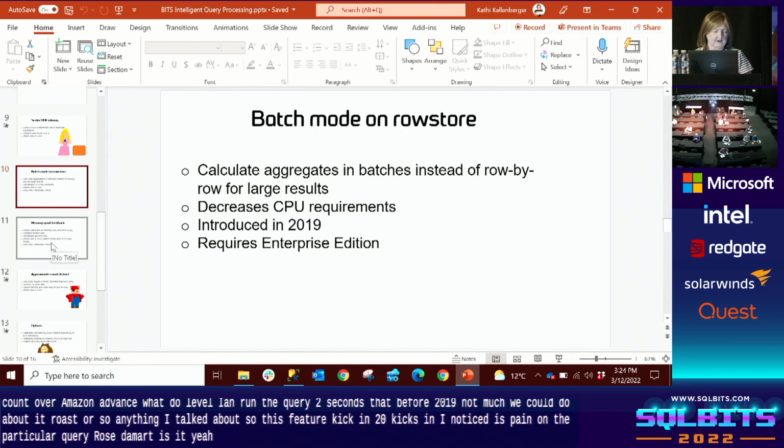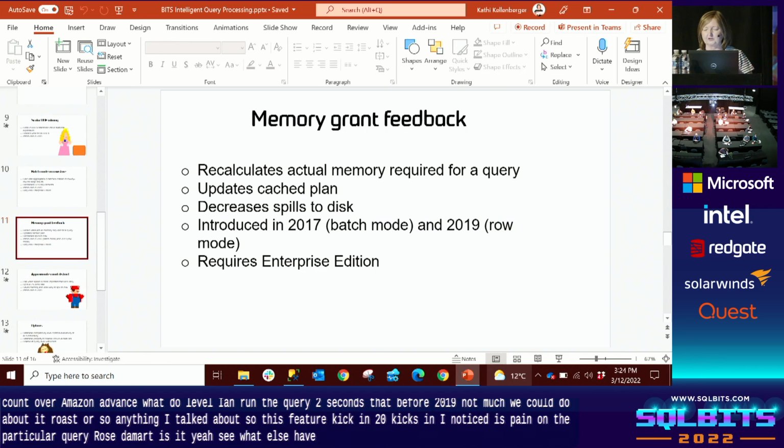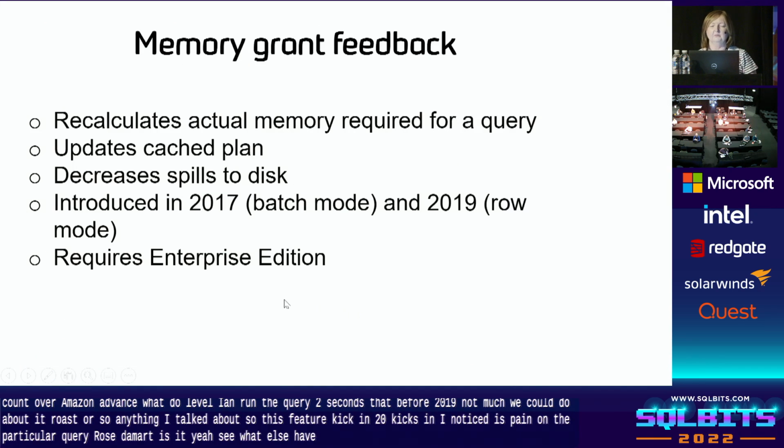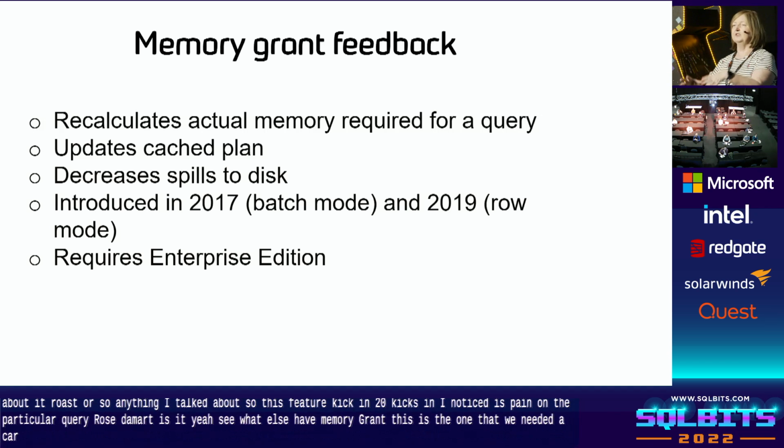Let's see what else I've got. I've only got 2 more. Let's see if I can get through them. Memory grant feedback. This is one that is Enterprise Edition only. This is the one that was introduced for batch mode, meaning it needed a columnstore index to work in 2017, but they removed that requirement in 2019.